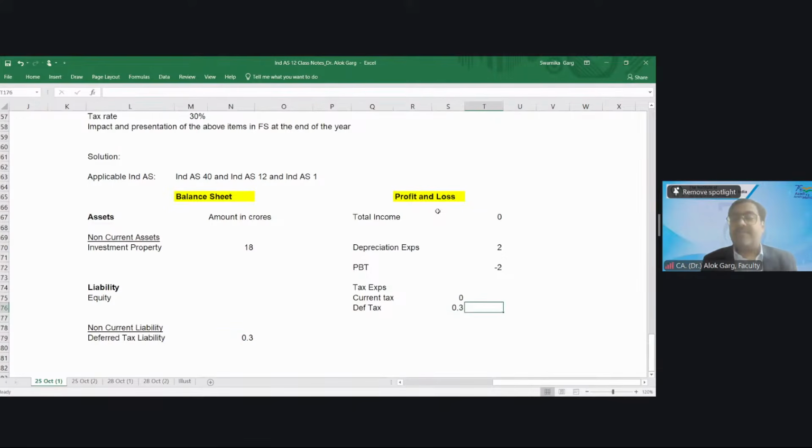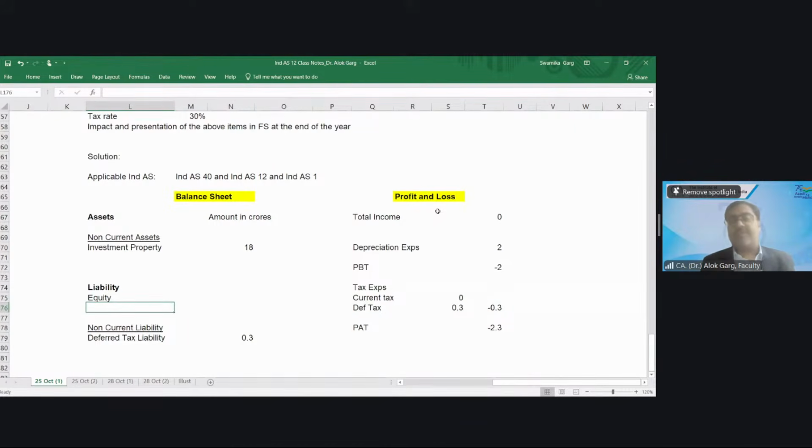Is this my deferred tax income or expense? You have created a liability. Expense. Whenever there is an asset, there is an income. Whenever there is a liability, there is an expense. Deferred tax expense, so minus 0.3. So what is your PAT? Your PAT is this plus this. 2.3. Correct?